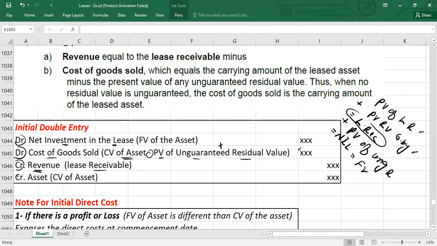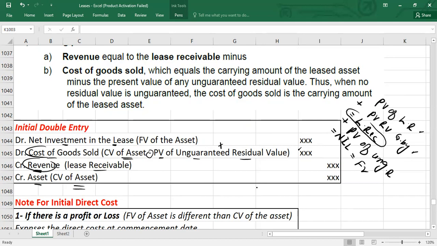Okay, and you also have to credit the asset, because you need to derecognize the asset. Which value will we use? We will use the carrying value of the asset. So it means in a sale type lease, if there is any profit, we are recording it. How is profit recorded? Because you have recorded the revenue and the cost of goods sold, automatically the difference will be the profit in the income statement. Okay guys, so this is the entry for initial measurement.